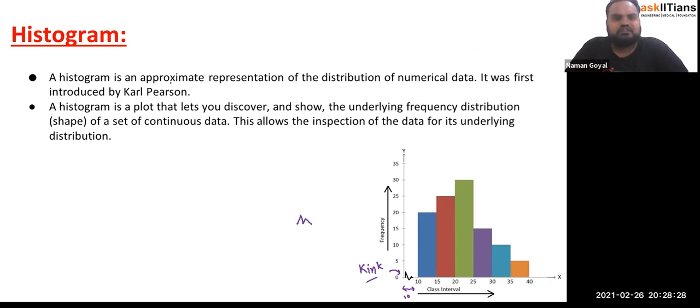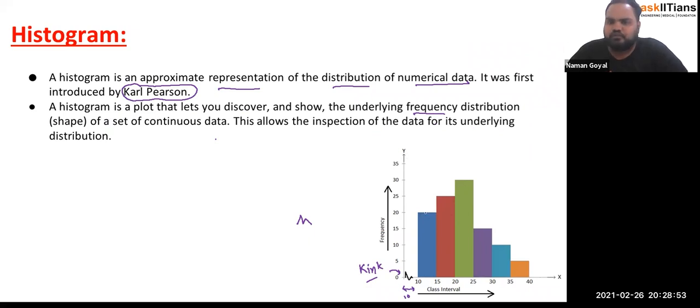A histogram is an approximate representation of the distribution of numerical data. It was first introduced by Karl Pearson. A histogram is a plot that lets you discover and show the underlying frequency distribution, the shape of a set of continuous data. This allows the inspection of the data for its underlying distribution.